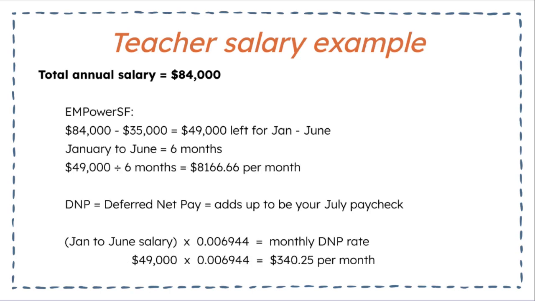And remember that DNP we just talked about? That DNP, or deferred net pay, is a small amount withheld from each paycheck to make the union negotiated July paycheck. A teacher's DNP rate is their remaining salary for January through June, which is $49,000 in this example, times 0.006944. Remember that this new monthly salary calculation method and DNP only apply to teachers.